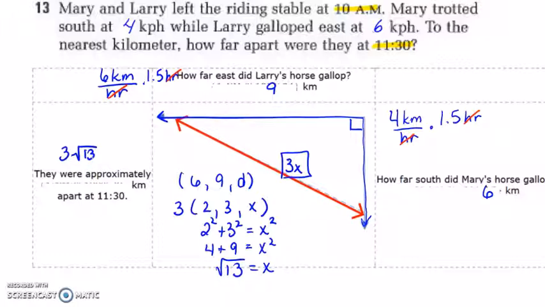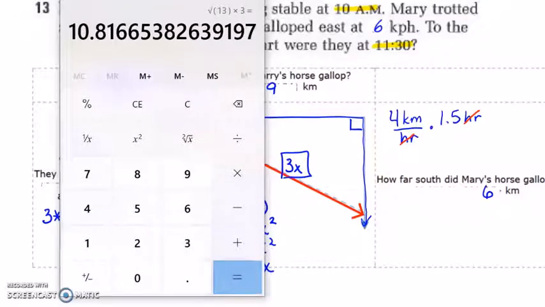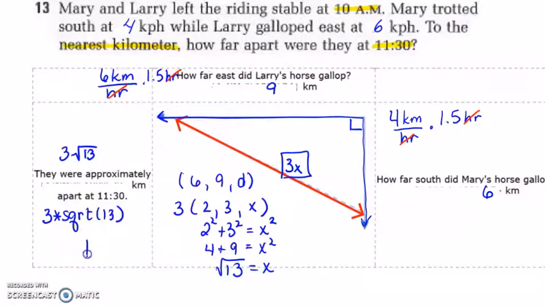If Moodle were looking for an exact answer, and it's not because it says to the nearest kilometer, but if it were looking for an exact answer, remember we're using the Excel notation, we would enter that: 13 square root times 3. So roughly to the nearest kilometer would be 11. And since that's what Moodle asked for, I would just put in the 11. The kilometers is already written.